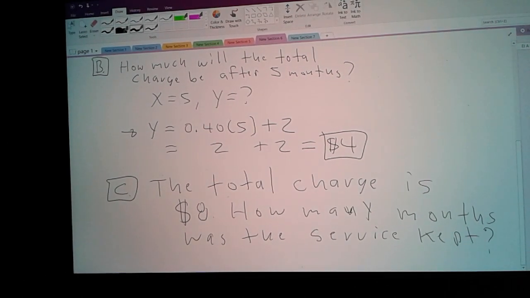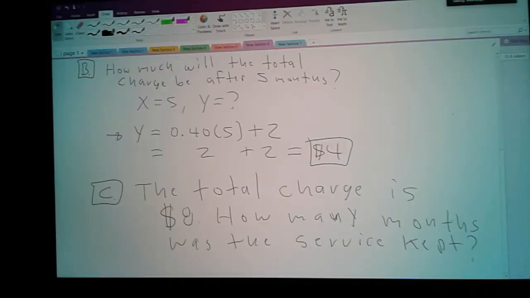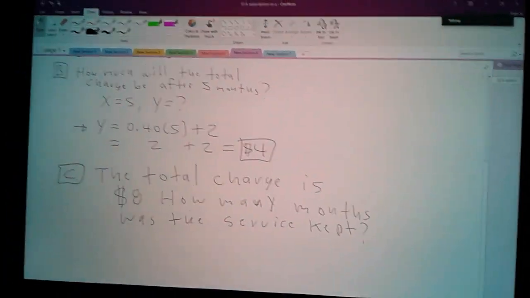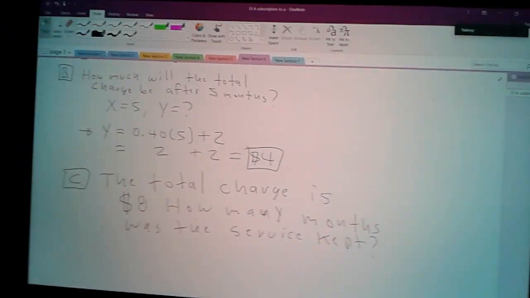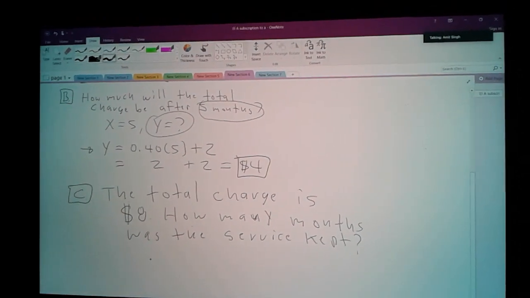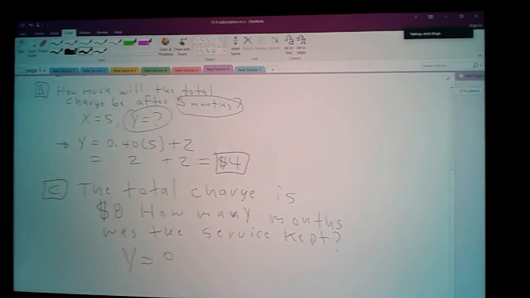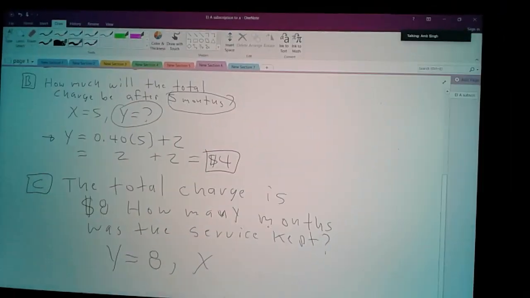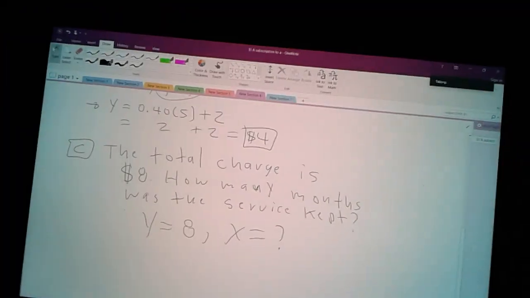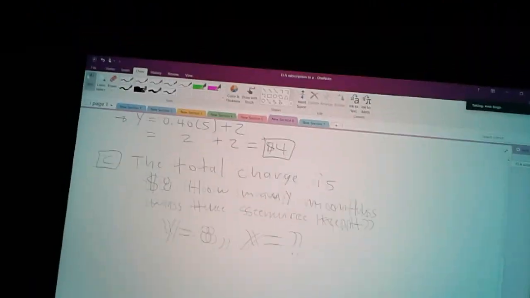Let's say the total charge for a month is $8. Then how many months was the service kept for? So in this problem here, I gave you the months and I had you find the charge. So here I gave you the charge. So the Y value is 8. I want you to figure out the number of months. How many months? That's your question mark. So you have to solve for X, basically.